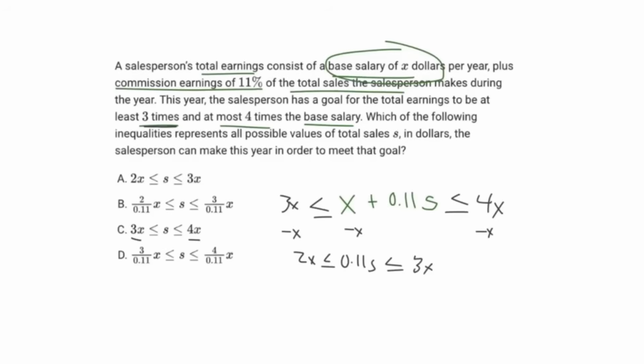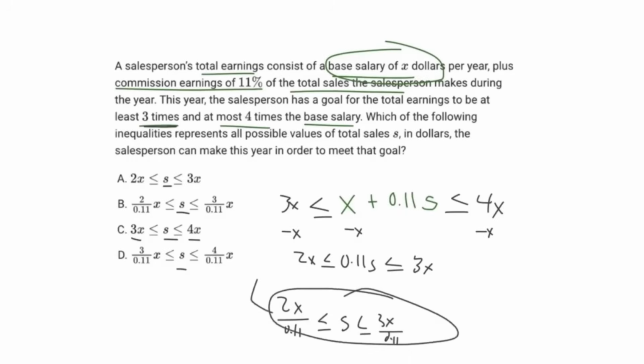And now again, we want to isolate for s because you see in all these answer choices, s is by itself in the middle as the total sales. Therefore, we can just divide all sides by 0.11. So we get 2x over 0.11 is less than or equal to s less than or equal to 3x over 0.11. And we can see that this answer choice right here lines up directly with answer choice B, and therefore that is our answer.